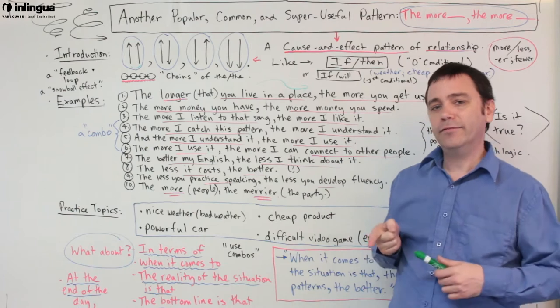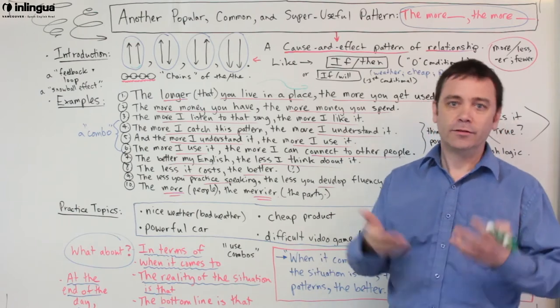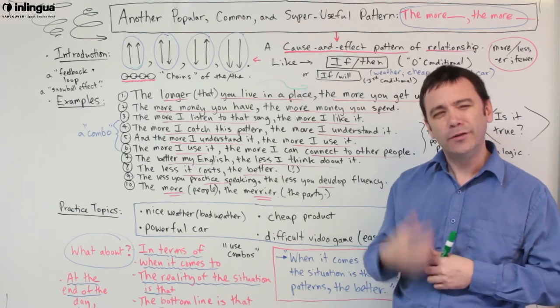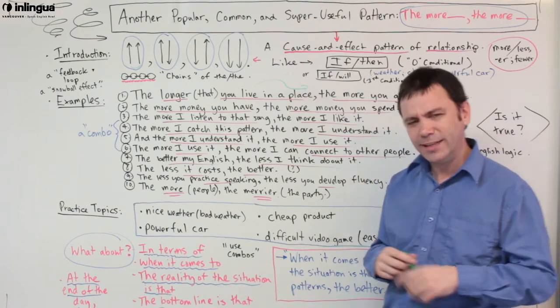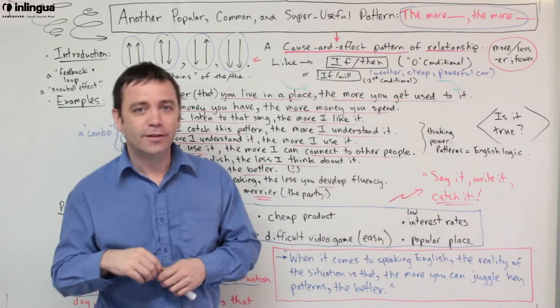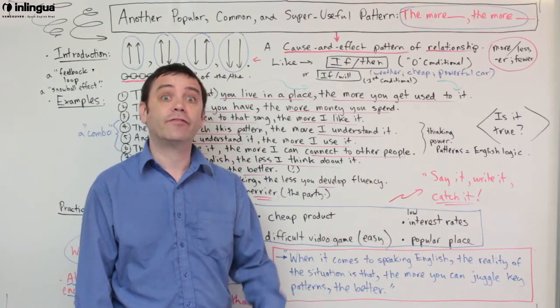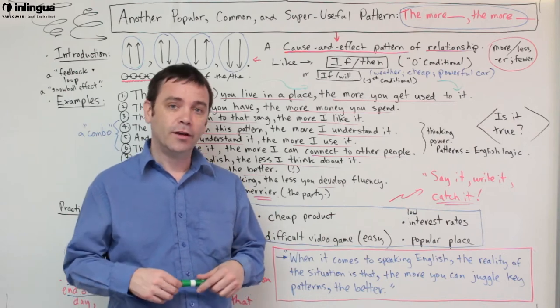The more money you have, the more money you spend. Try. The more money you have, the more money you spend. Is that true? Can you imagine? So if you have $500,000, you go crazy shopping. If you have $5 million, you really go crazy.